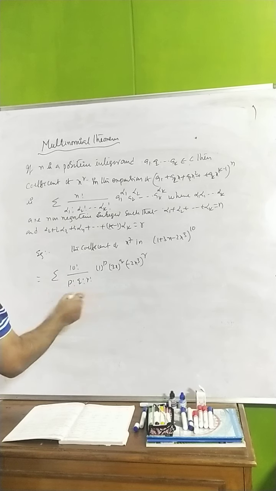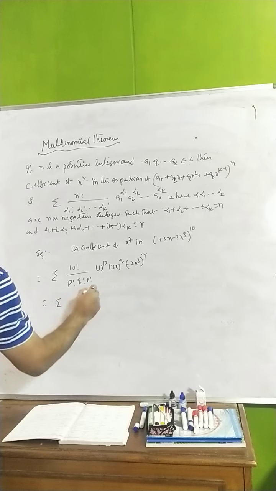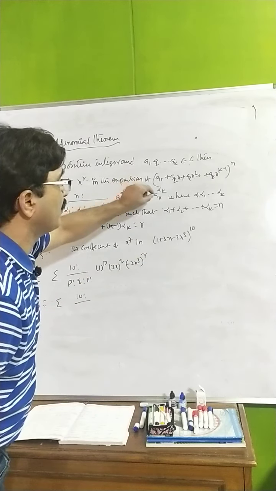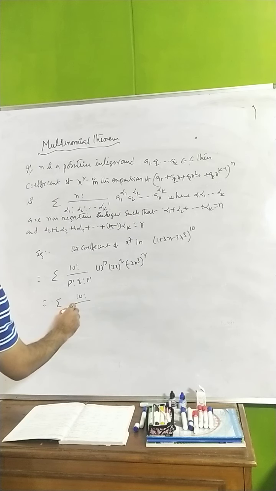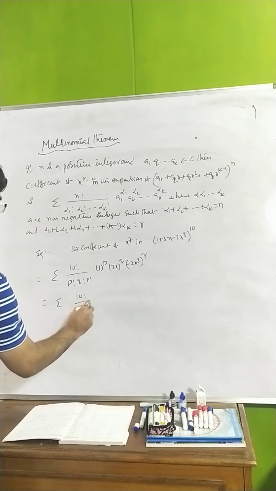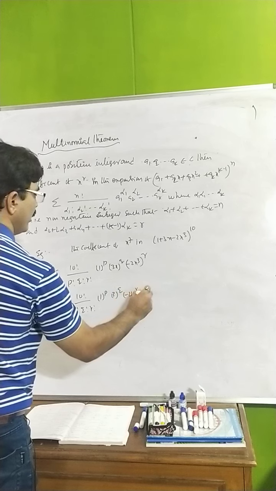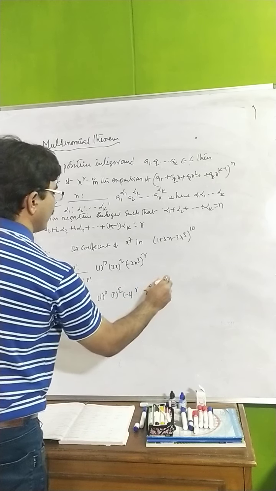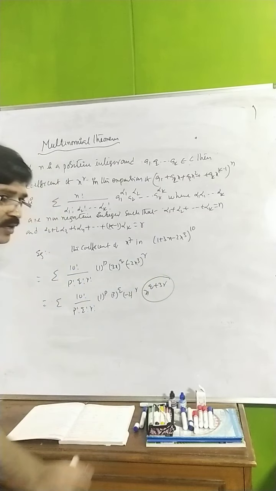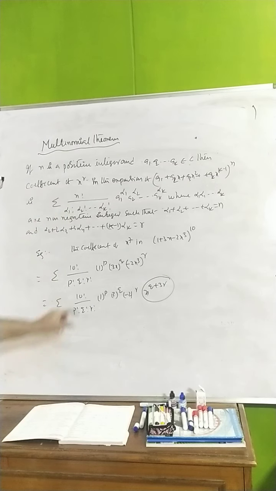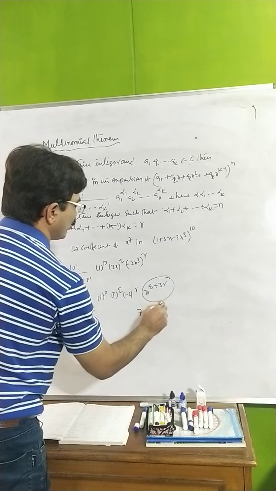Now finally, you can write here sigma. No problem. The same as it is, I am writing here: sigma 10 factorial over P factorial, Q factorial, R factorial, 1 to the power of P, 3 to the power of Q, minus 2 to the power of R, x to the power of Q plus 3R we are getting. I think this is one of the easiest ways of finding the required one. What is the required one? Coefficient of x to the power of 7. That means this 7 should be equal to Q plus 3R.